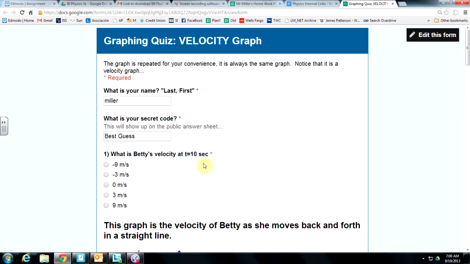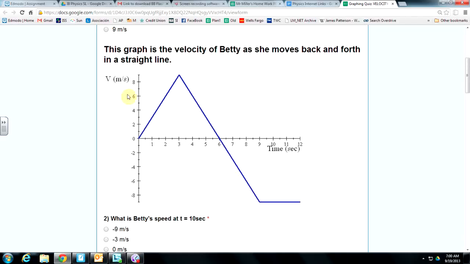So here we are at the second quiz. We've put in Miller and best guess, and now we're talking about Betty instead of Bob. This is completely different phenomena. This is a velocity graph, not a position graph. So we have to realize that these numbers here on the y-axis are not where Betty is, but instead how fast and in what direction Betty's moving.